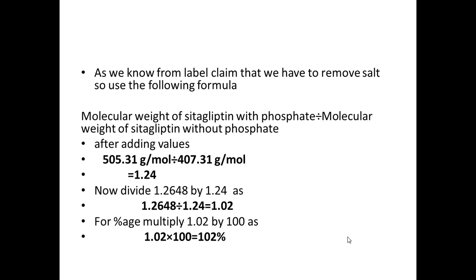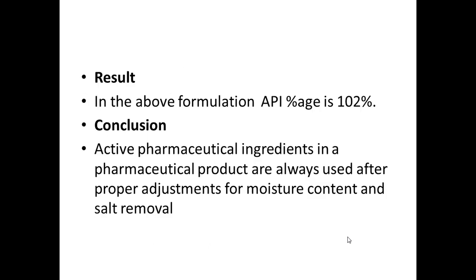As we know from the label claim that we have to remove the salt, we use the following formula. Molecular weight of sitagliptin with phosphate divided by molecular weight of sitagliptin without phosphate. We will obtain 1.24. Now dividing 1.26 by 1.24, we will obtain 1.02. For percentage, multiply 1.02 by 100%. We will obtain the percentage assay, that is 102%. Result: in the above formulation, the API percentage is 102%.